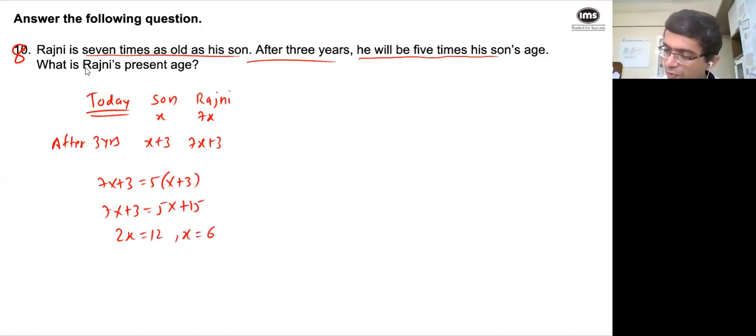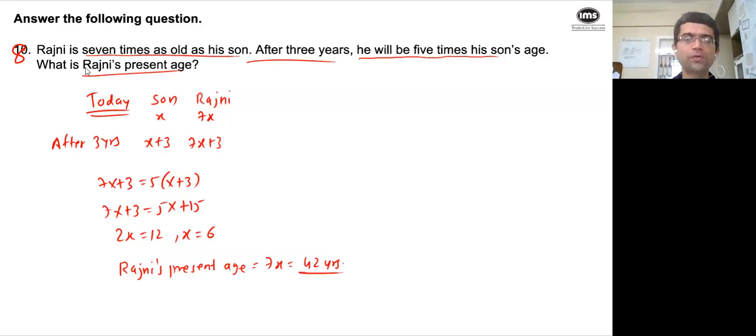But what have we been asked? What is Rajni's present age? Correct? So what is Rajni's present age? Rajni's present age is 7x. So always keep an eye on what you have been asked. Generally, we tend to get swayed away when we are pressed for time. x is what we found, so we say the answer is x. No, what has been asked? x is just for our comfort, but what has been asked is 7x. So never lose sight of what has been asked.